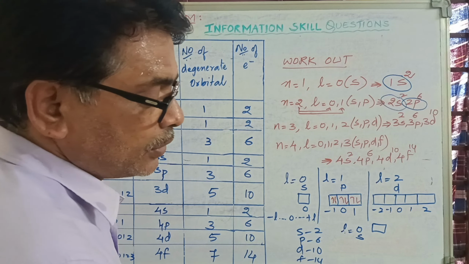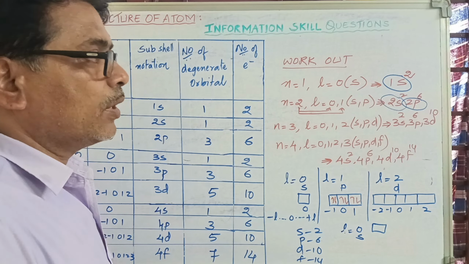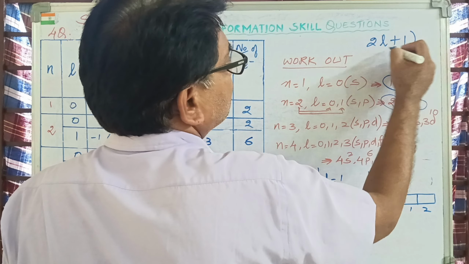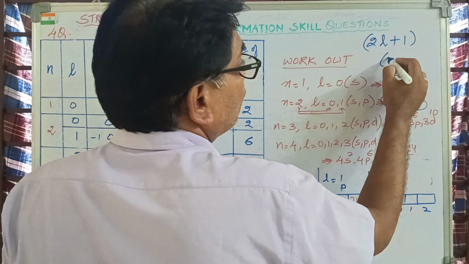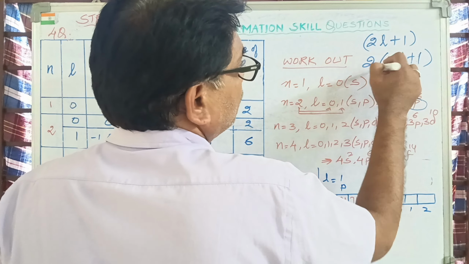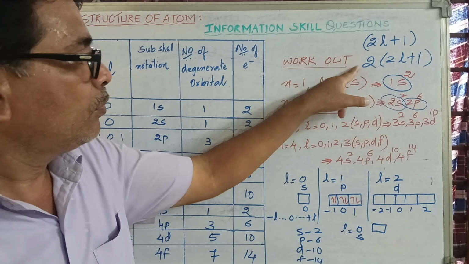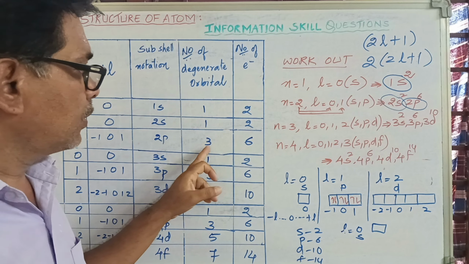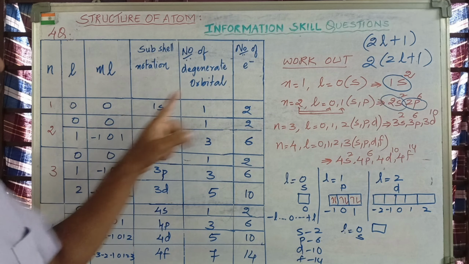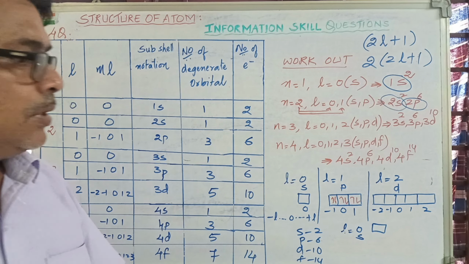The other way also we can discuss this one. The number of degenerate orbital boxes formula is 2L plus 1. And the number of electrons in degenerate orbitals is 2 into 2L plus 1. So for L equal to 1, 1 into 2 is 2, plus 1 is 3. Why did you get 3? It is P here. So 3 into 2 is 6.